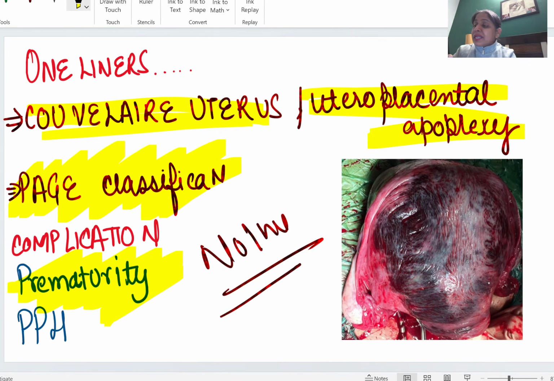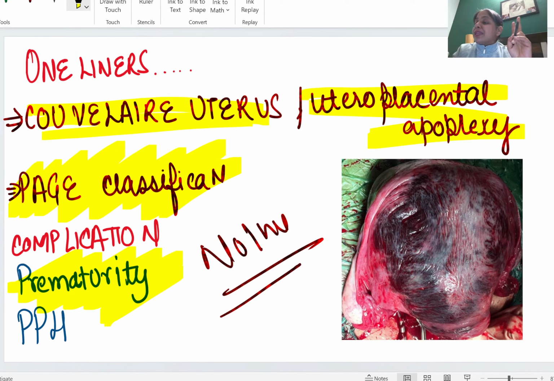Why? See, this is the condition of the uterus. Do you think the uterus will contract normally? No. In the muscle, the blood has gone. This uterus is not going to contract normally. So what are the two complications?